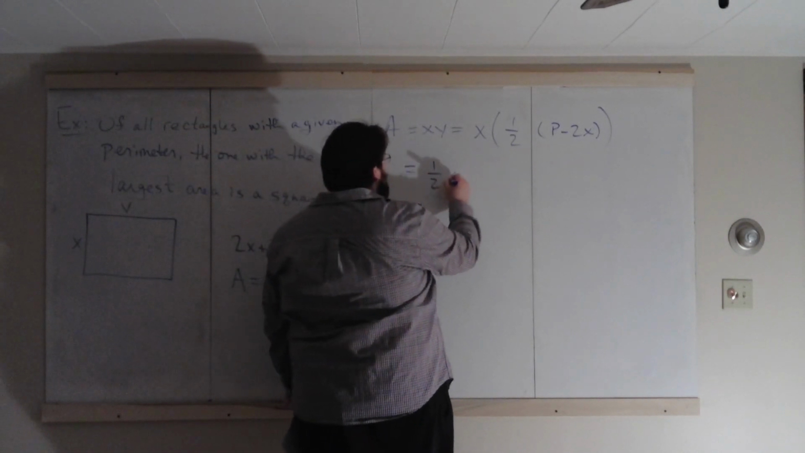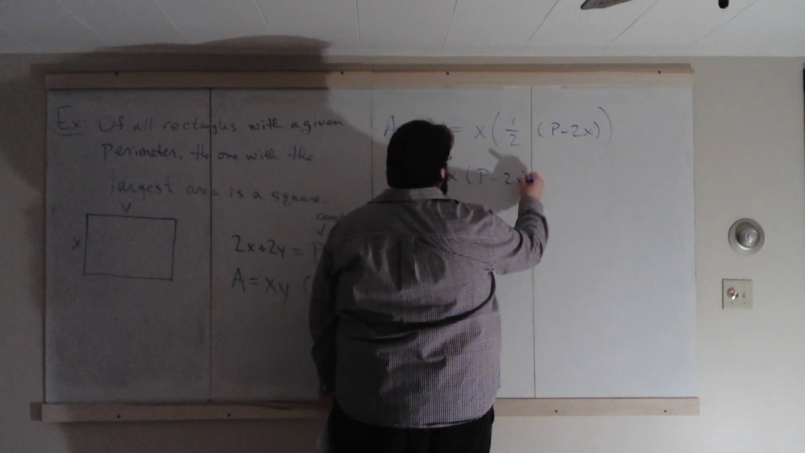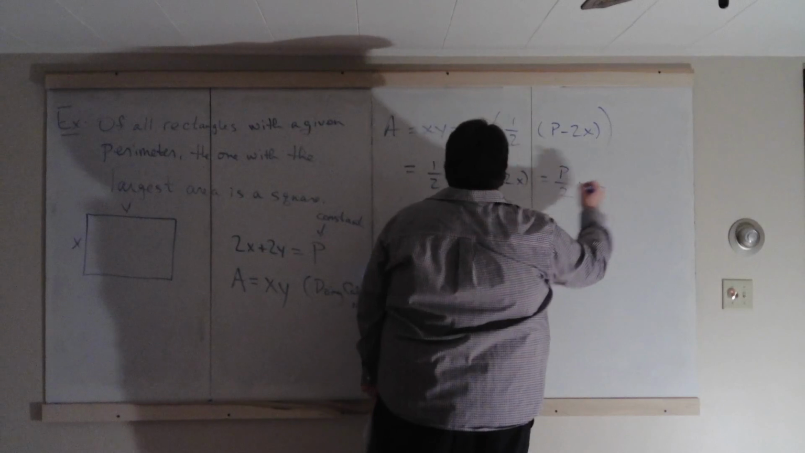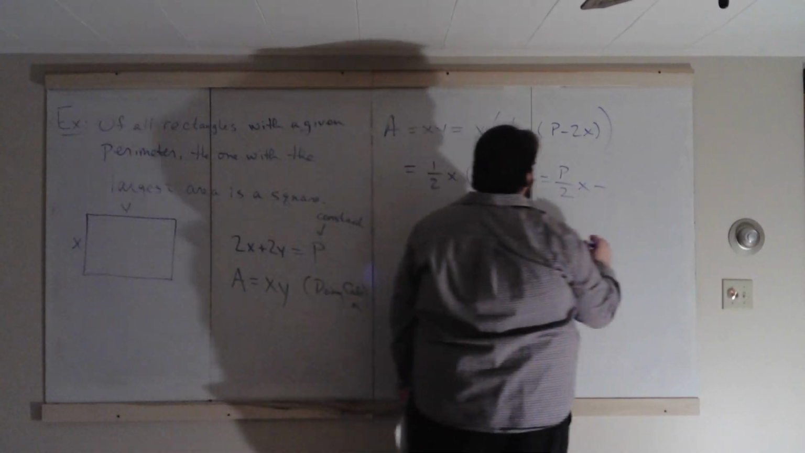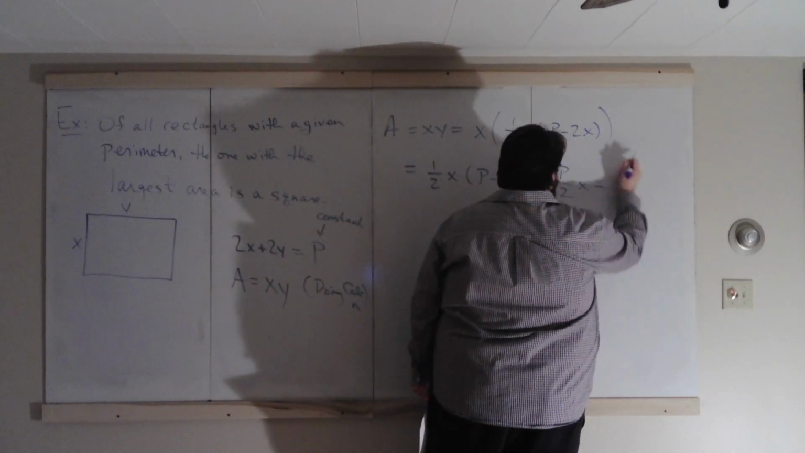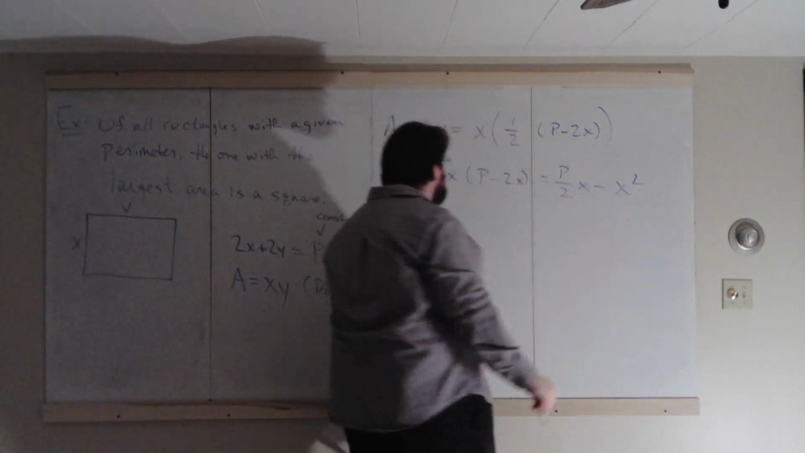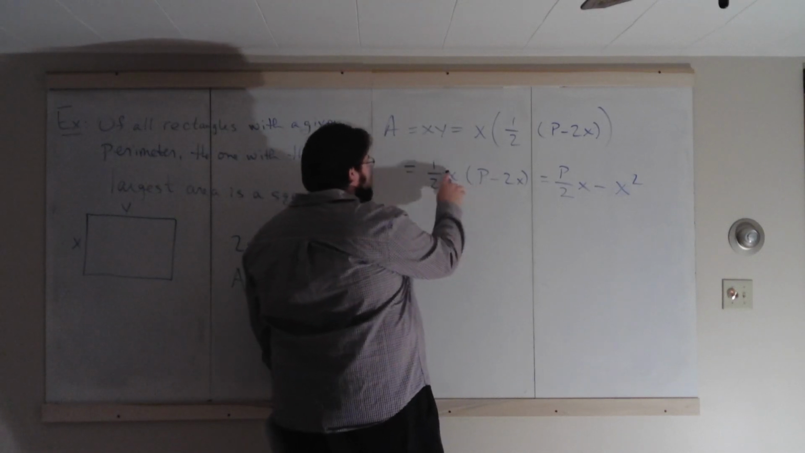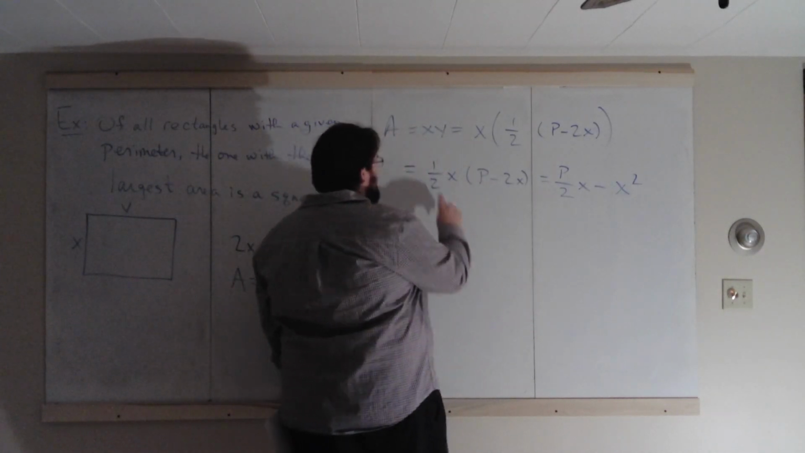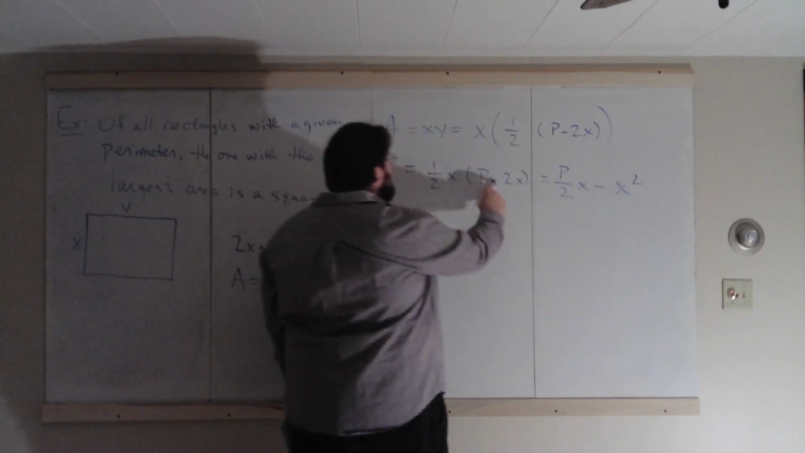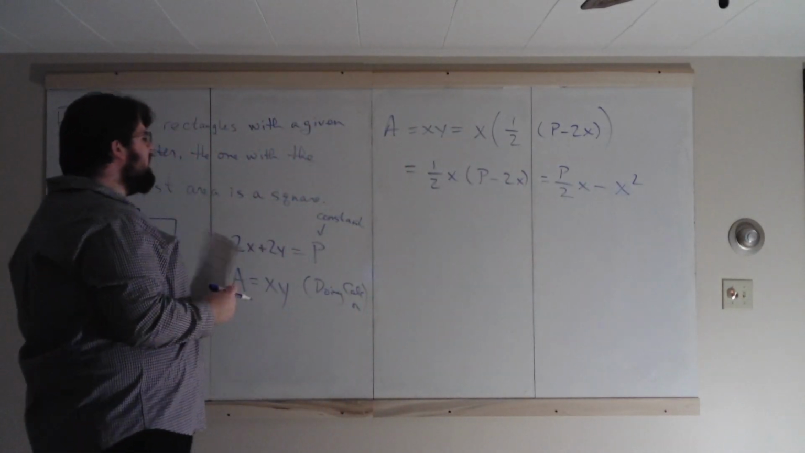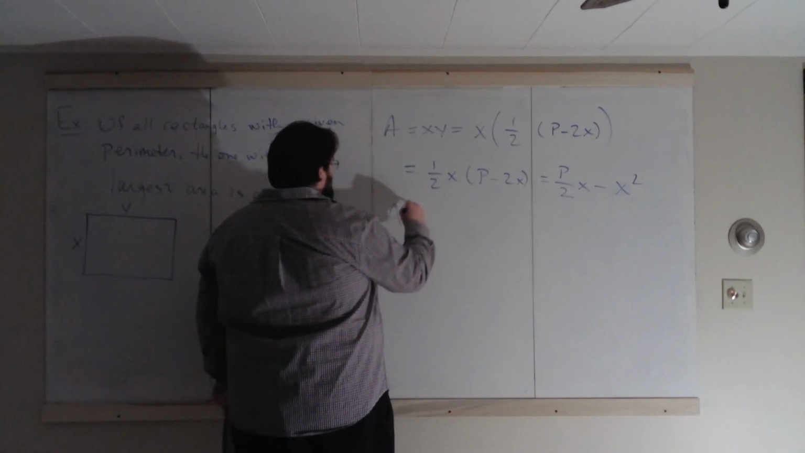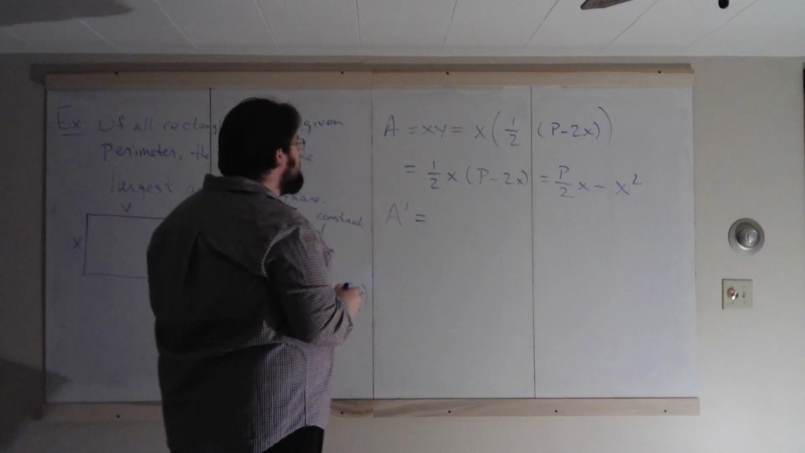So it equals a half x times P minus 2x. And that equals what? So distribute a half x through. P is a constant, remember. So P times a half x is just P halves x, and then a half x times 2x is x squared, and then there's a negative on that last term. So P is a constant. Well, we have our function of one variable now.